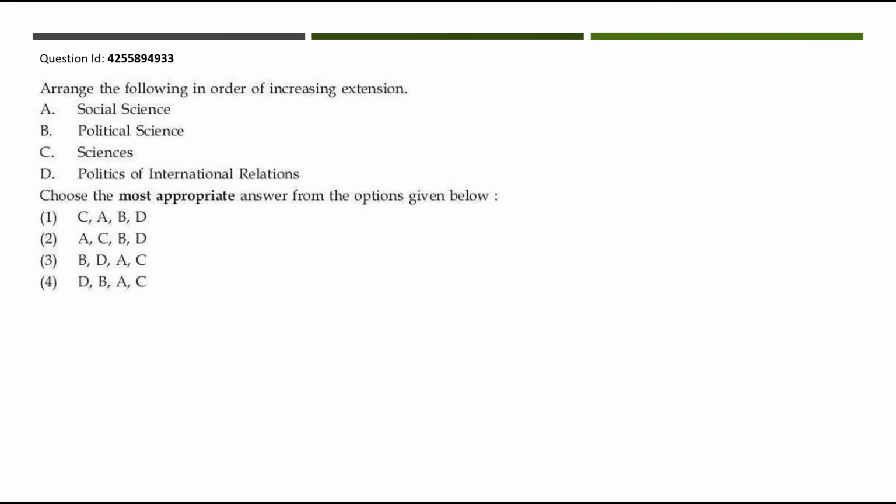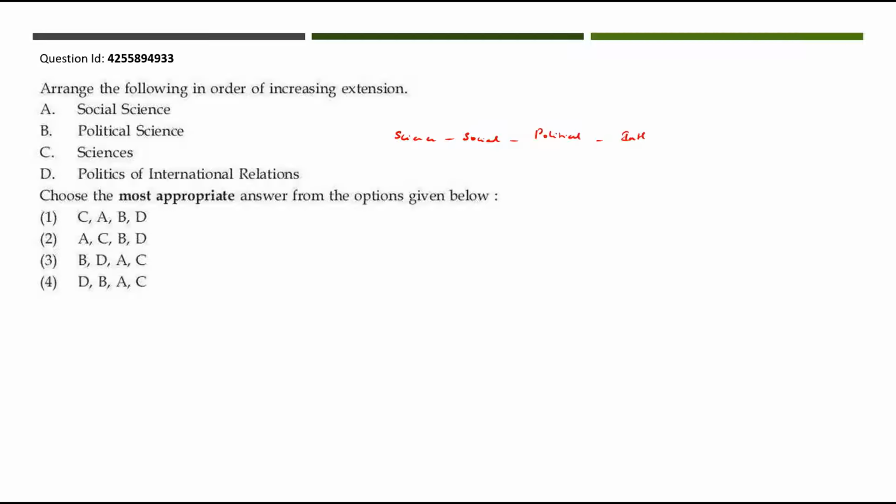Next question. Arrange the following in order of increasing extension: social science, political science, science, politics of international relations. So let's start with science. We know from science we have lots of divisions. One of the divisions will be social science. In social science, we study about politics, so political science will be a part of it, and inside politics, we will have the discipline of international relations.